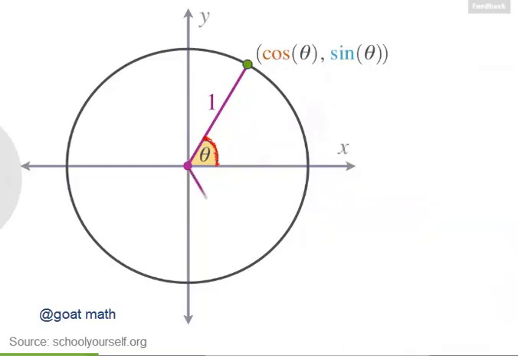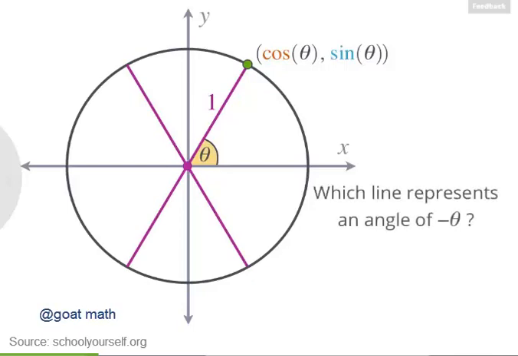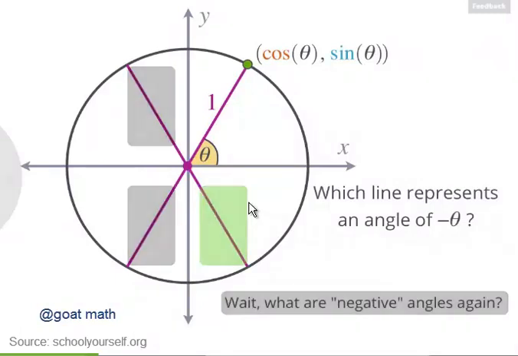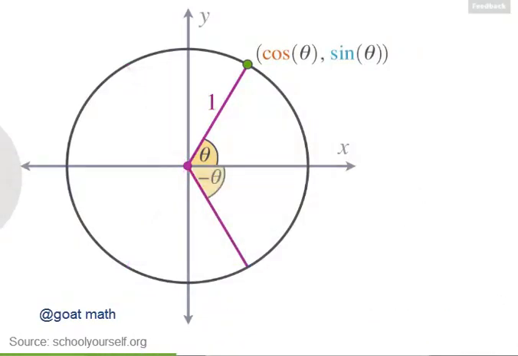So this point and this line here on the unit circle represent the angle theta from the positive x-axis. Which of these other lines represents an angle of negative theta? And if you want to quickly brush up on negative angles, then click here. Right, this angle down here represents negative theta. The angle is the same size, or magnitude, but clockwise from the positive x-axis. Just as the coordinates of this point up here are the cosine and sine of the angle theta, the coordinates of this point down here are the cosine and sine of this angle, which is negative theta.